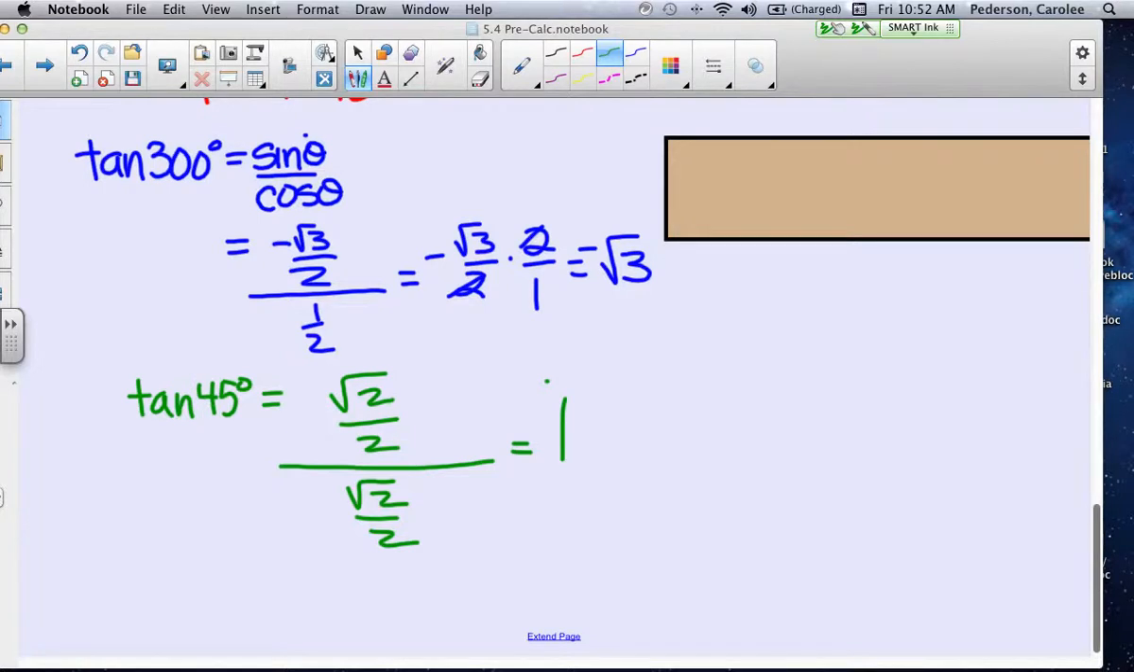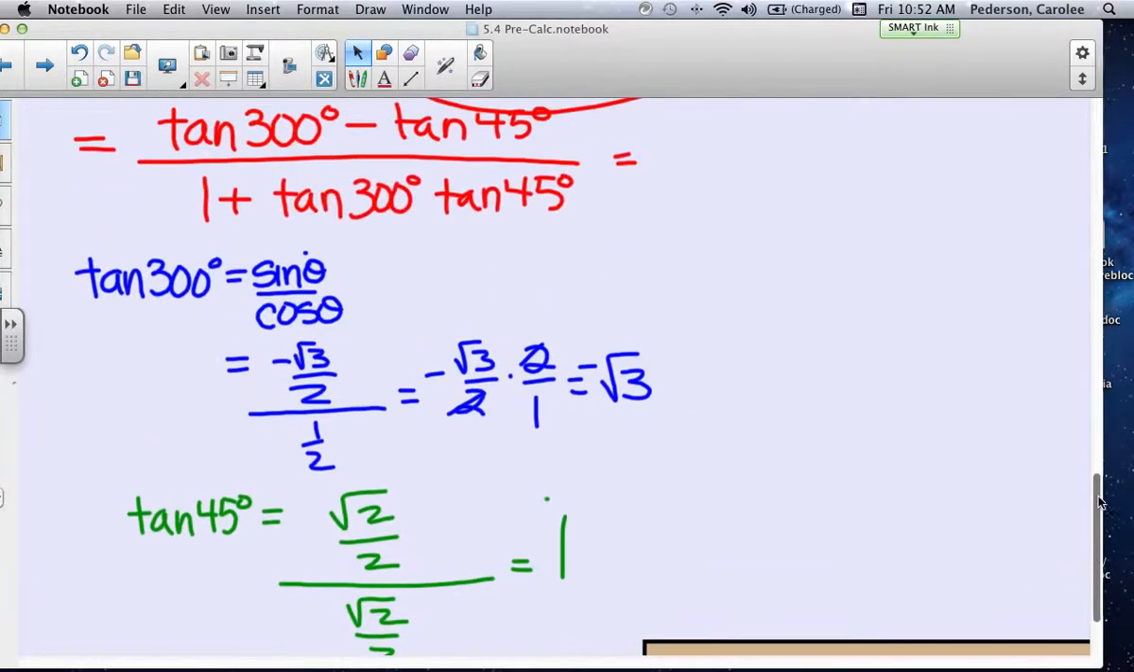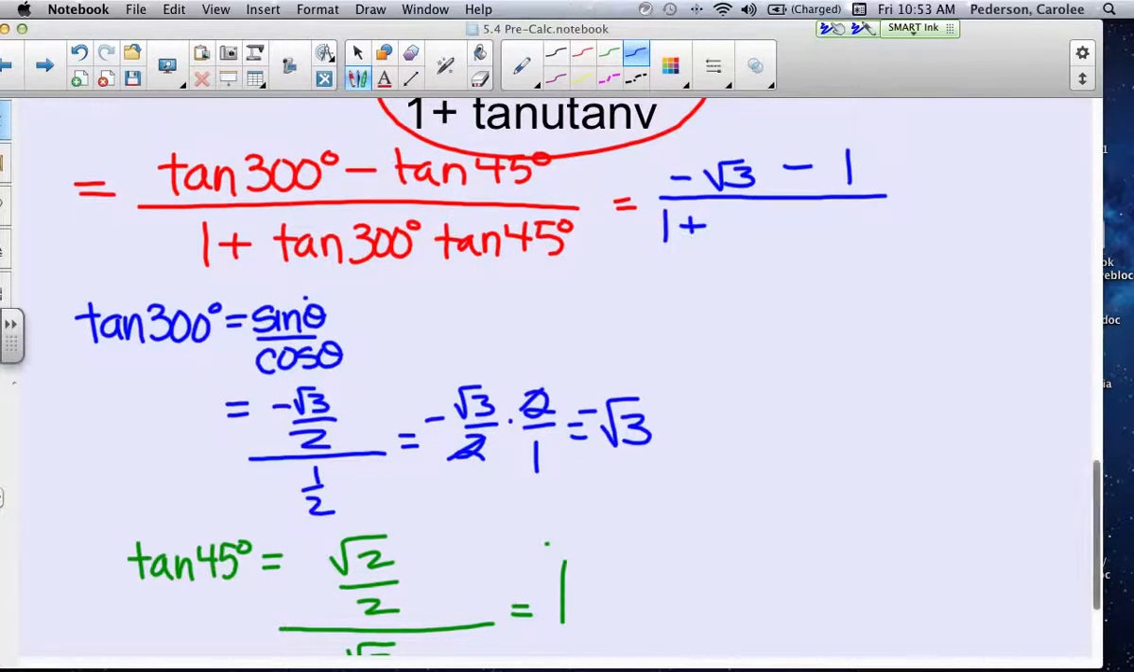So now we're going to go back up to our equation and substitute in the values for the tangent of 45 degrees and the tangent of 300 degrees. So we say negative square root of 3 is the tangent of 300 degrees minus the tangent of 45 degrees, which is 1, over 1 plus the tangent of 300 degrees, negative square root of 3, times the tangent of 45 degrees, which is 1. Now we have some reducing. Negative square root of 3 minus 1 over 1 minus the square root of 3.